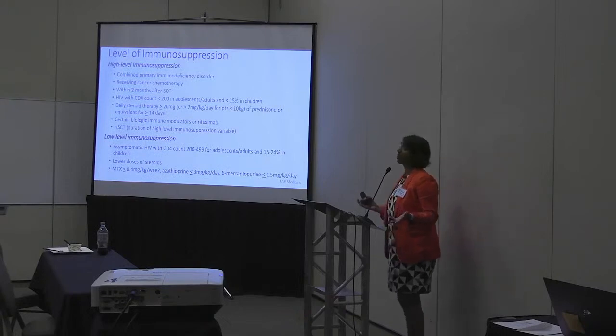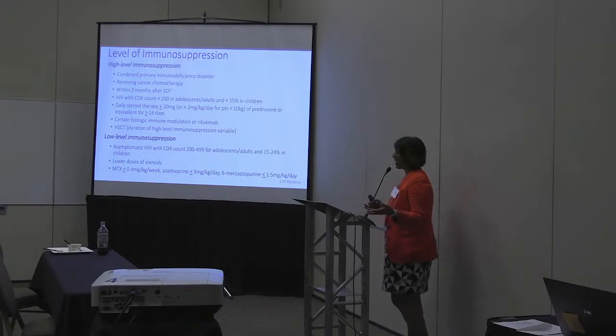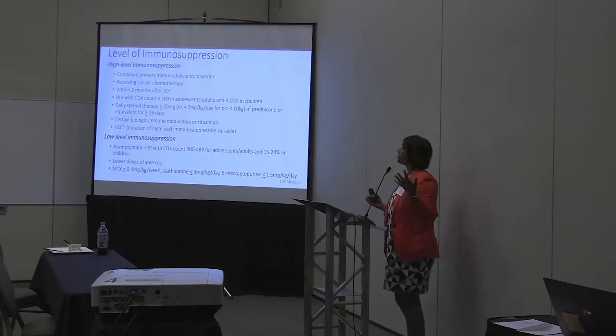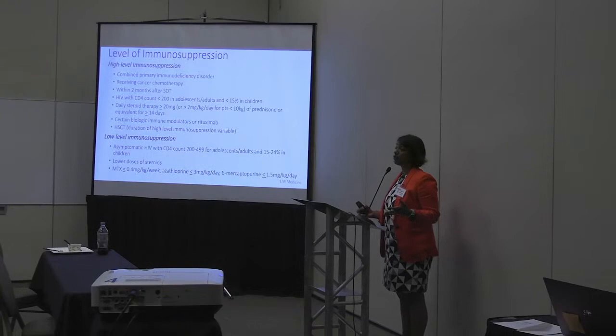Those are the type of patients that we would think about doing PJP prophylaxis as well, because there is increased risk for that too. Certain biologic immune modulators, or rituximab, not all biologics confer the same level of immunosuppression. And then of course, stem cell transplant, and the degree of immunosuppression is really variable depending on how long ago they had it and whether they have GVHD, graft versus host disease, because then they're going to be on higher dose steroids and higher immunosuppression.